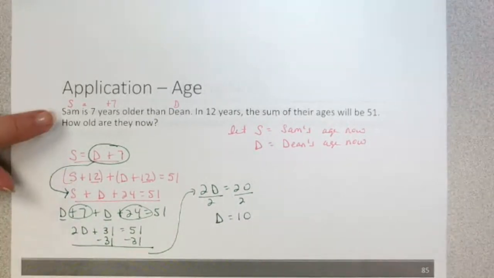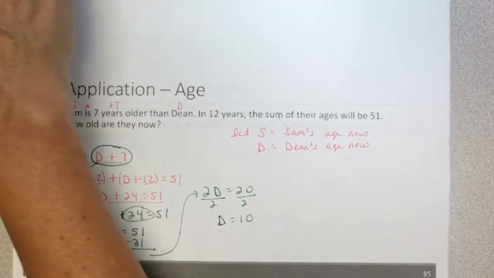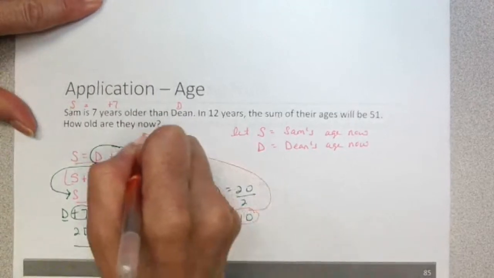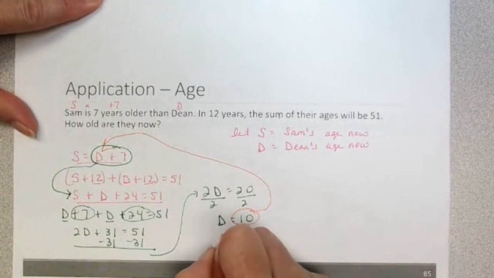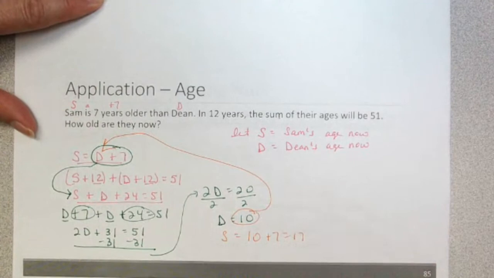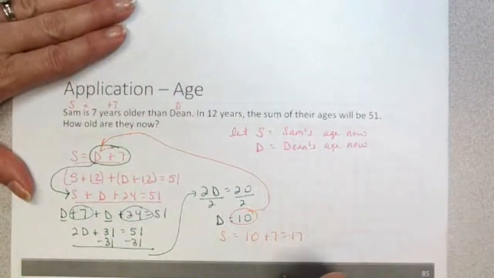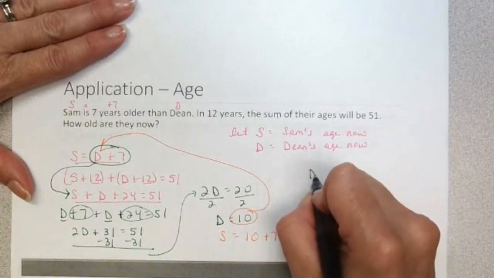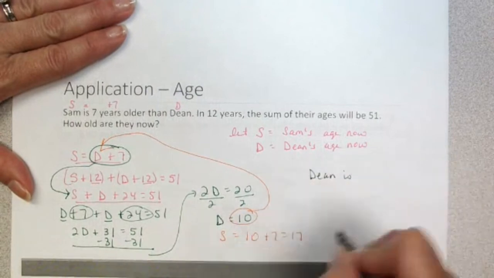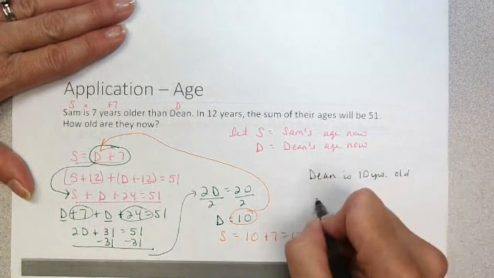What is Sam's age? Well, Sam is 7 years older than Dean, right? Or we can take that D and put that into the equation up here. D is 10. Let's use that one and put it in for D right there. So then S is equal to 10 plus 7, or 17. Right? So our solution here would say that Dean is 10 years old, and Sam is 17.